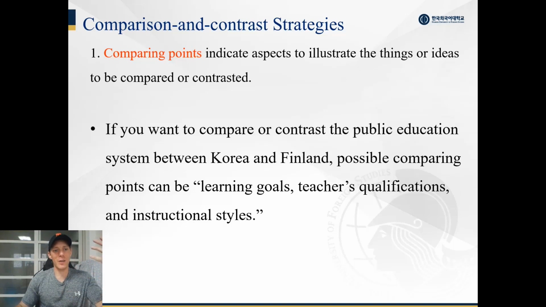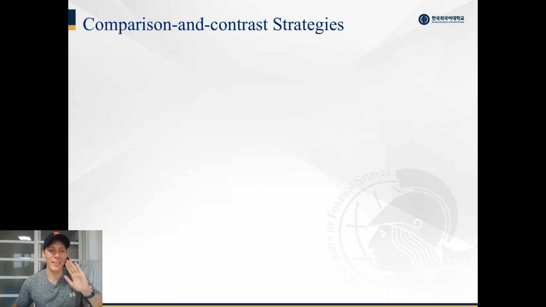So, they're showing another kind of example. So, when we're looking at Korea and Finland, the things we need to look at are learning goals, teacher qualifications, instructional styles. This is another example, but this is the example that they use in the book. Next one. That was a hint.